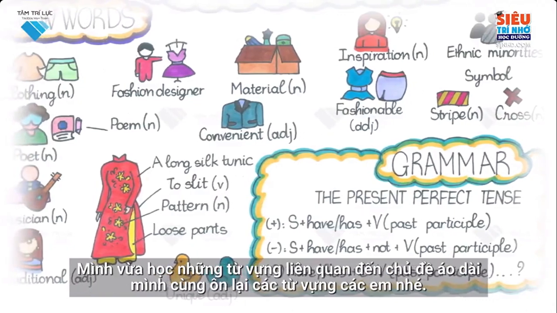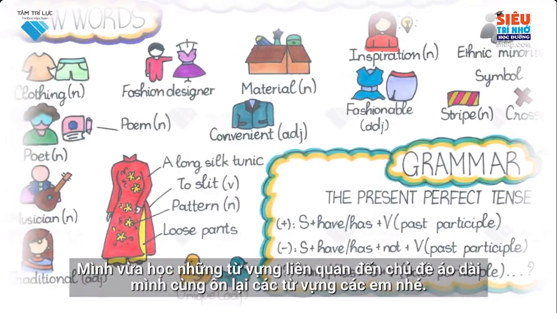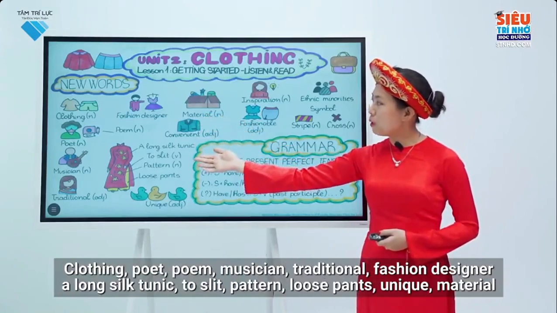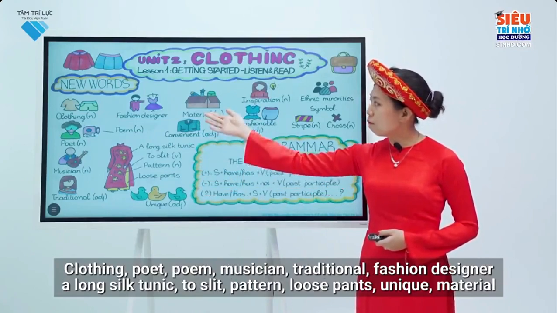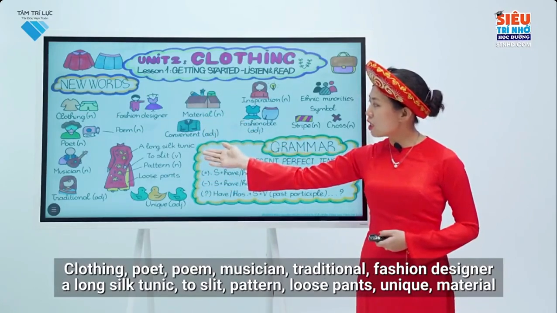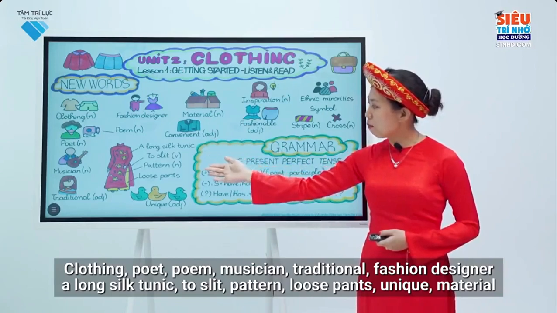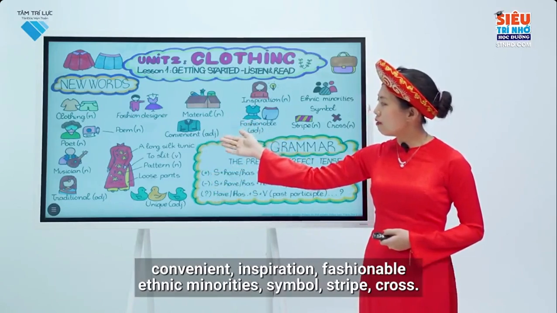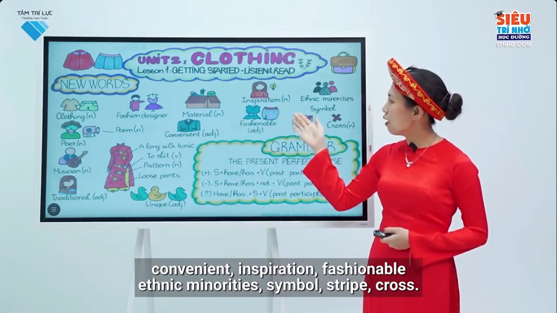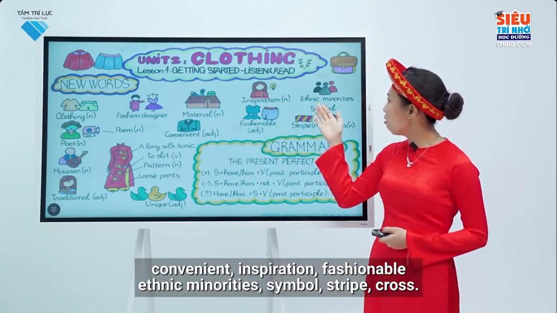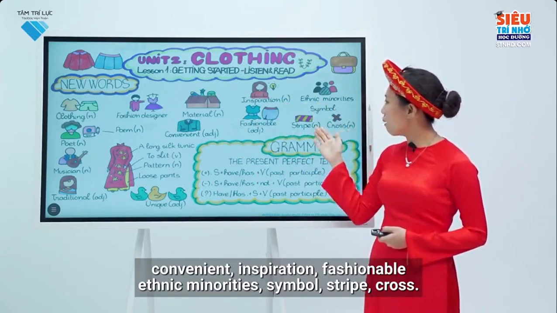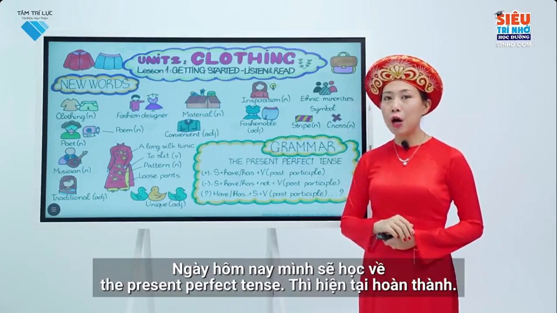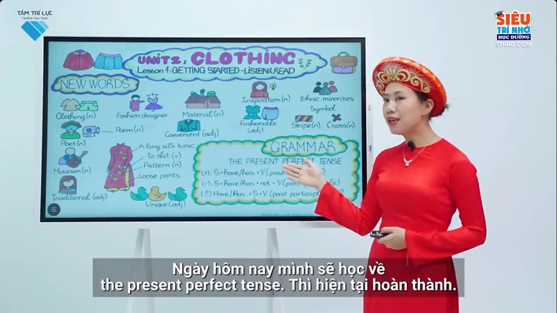We have learnt vocabulary related to the topic of the Áo Dài. Let's review the vocabulary. Clothing, poet, poem, musician, traditional, fashion designer, a long silk tunic, to split, pattern, loose pants, unique, material, convenient, inspiration, fashionable, ethnic minorities, symbol, stripe, cross. Next, let's come to the grammar part. And today we will learn about the present perfect tense.